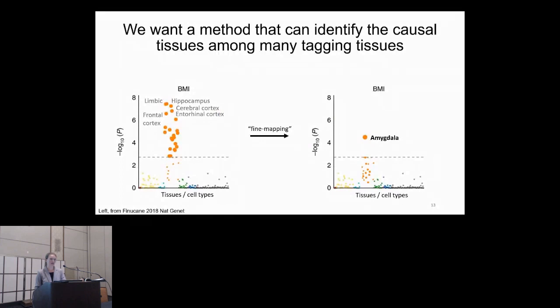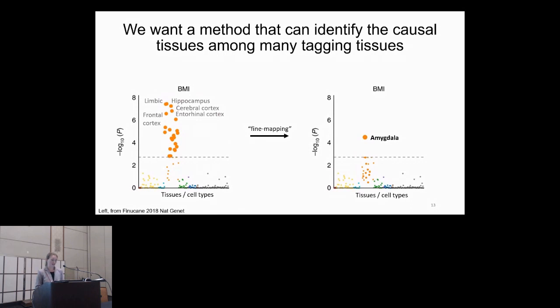So the method that we've created and that I'm going to talk about today, the goal of it is to identify causal tissues in the presence of many tagging tissues in a data set such as GTEx. On the left, I'm taking one of the subpanel figures from the LDSC-SEG paper, Finucane et al. 2018 Nature Genetics. This is where they used specifically expressed genes to make annotations for variants that are nearby to those genes and nominate disease-critical cell types.